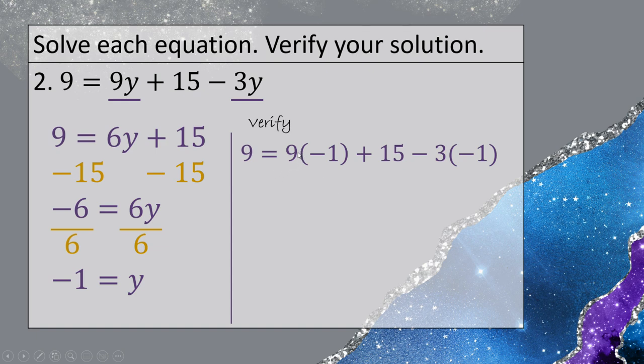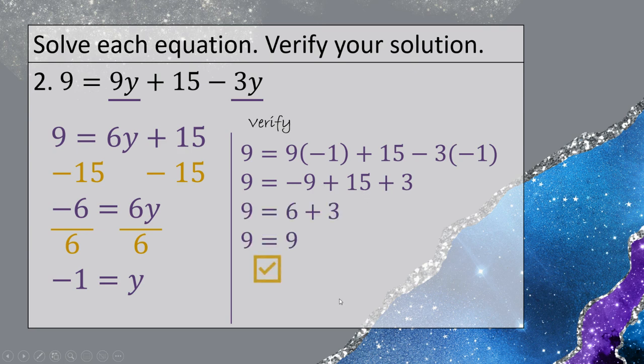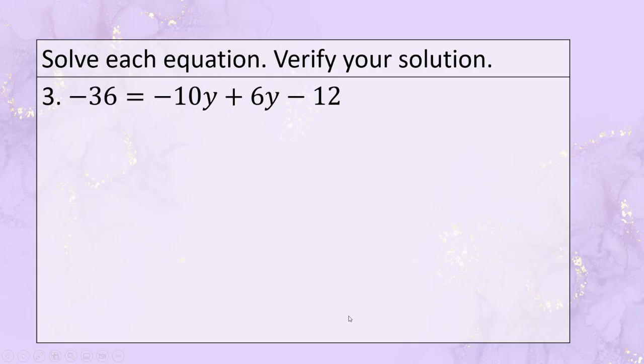So multiplying 9 times negative 1 gives us negative 9, and negative 3 times negative 1 gives us plus 3. And then adding left to right, negative 9 plus 15 gives us 6. 6 plus 3 gives us 9. So that did satisfy the equation, so we can confirm that negative 1 is the solution.